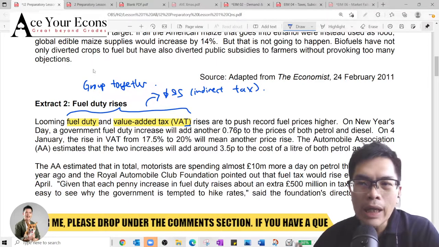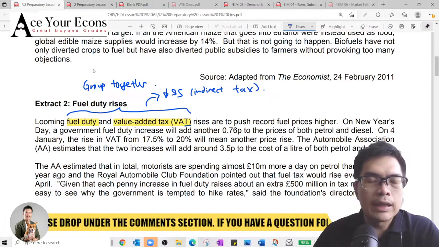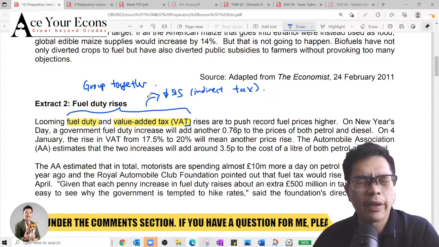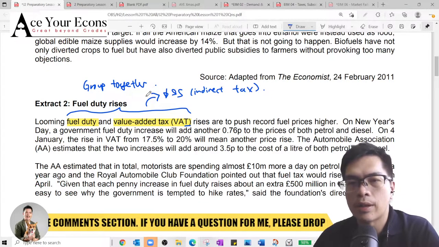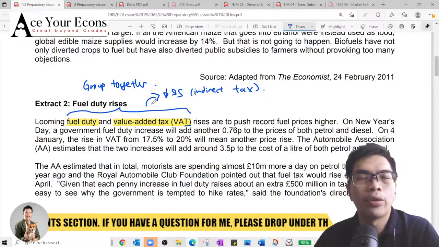Now, okay, what is this? Let's fast forward a little bit. What is the second point? Okay, they mentioned recession, right? How is recession going to affect your demand and supply framework? Which is going to be affected? Which one do you all think is going to be affected?